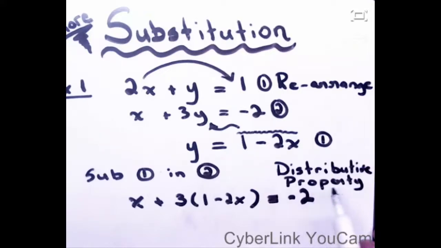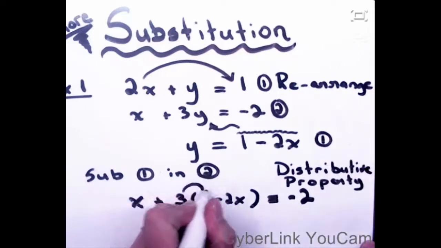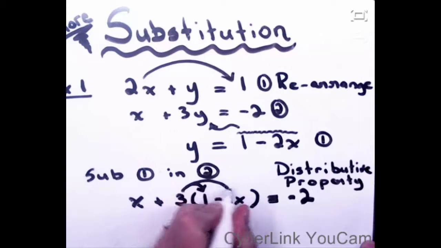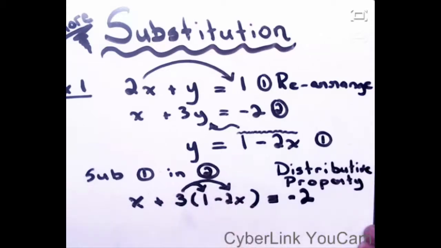The distributive property works like this. Here's where we need it. So it says x plus 3 times everything in the brackets. Here's where you use distributive property. 3 has to multiply, you show with arrows, everybody in the brackets. Everybody in the brackets is tripled.